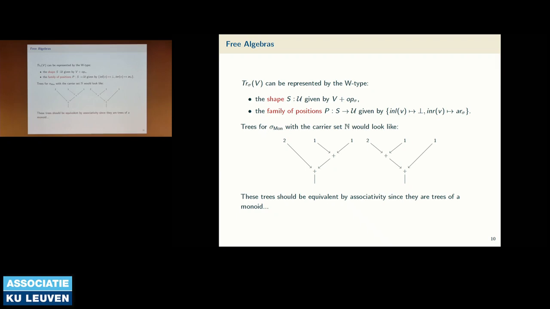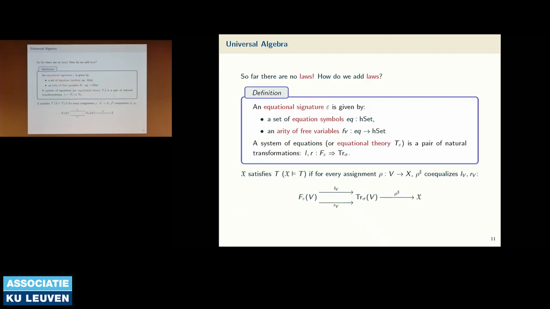Now, in this example we are dealing with a monoid, and by associativity, these two trees should be equal. But we haven't defined any equations yet. So in our framework, the way that we define equations is as follows. First, we define an equation signature, which is given by a set of equation symbols and also a function denoting the arity of the equations.